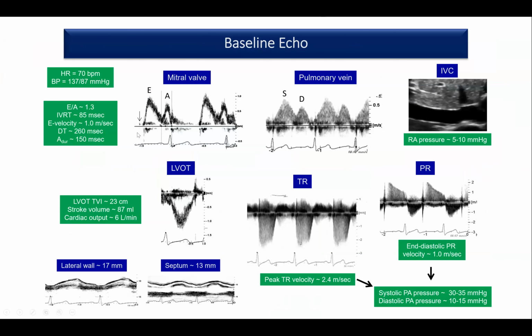Now it's a busy slide, but just to show you, you can see the IVRT here, you can measure it. You can see E to A ratio looking normal, the S to D ratio in the lungs normal. This is the RA pressure, IVC collapsing. He has a good stroke volume, LVOT. You see the TR velocity is normal. Look at the PR velocity, as I told you, about 1 meter per second, in the setting of normal RA pressure, telling us that the PA pressure and the LA pressure are normal. You can see he has good relaxation properties.